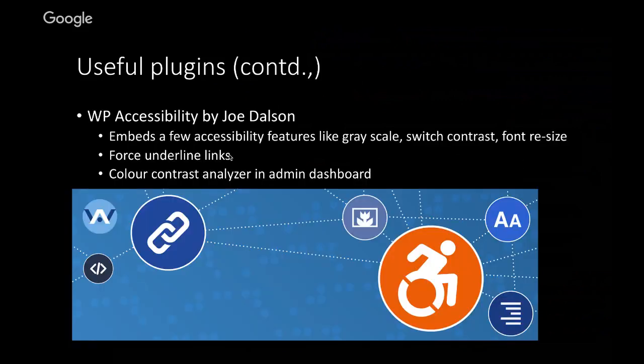Another plugin that is my favorite, and that I've been using for many years, is WP Accessibility, which is built by a good friend of ours, Joe Dolson, who is a good advocate for accessibility. It embeds a few accessibility features like OneClick does, and it underlines the links. And one of the great things it also has, in the admin interface, is the ability to check the color contrast of colors that you're using. It has an inbuilt color contrast analyzer, which is available in the admin panel. These are some great plugins.